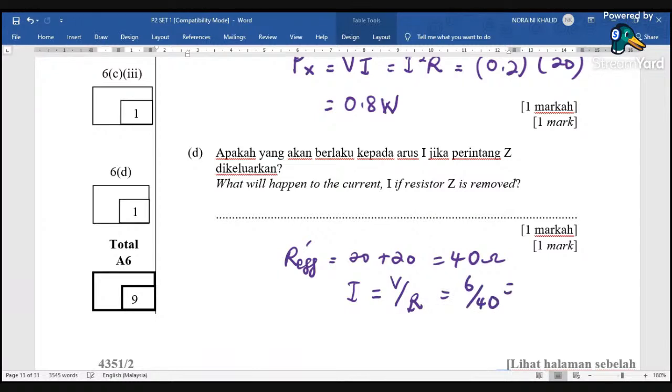This one is by calculation, but if the question just asks what happened, I just want to show you what happened. So you will get 0.15 ampere. Just now it was 0.2, which means the value of current decreases. Okay, current I decreases. If they want you to explain, you can state that the effective resistance increases.